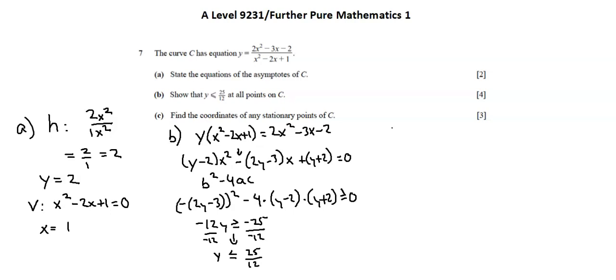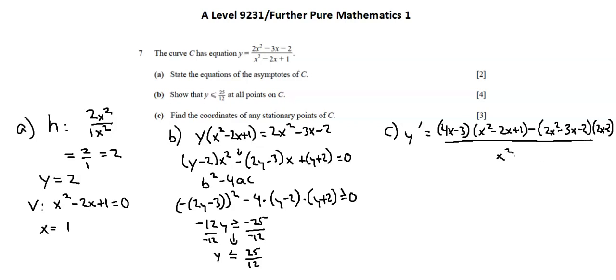In C, looking for stationary points, I want the derivative of the function. I'll use the quotient rule. In the numerator I have function u, and the denominator I have function v, and with differentiation I end up with 4x minus 3 times x squared minus 2x plus 1, which is the derivative of u times v, minus 2x squared minus 3x minus 2 times 2x minus 2. This is u times the derivative of v over x squared minus 2x plus 1, which is v squared.